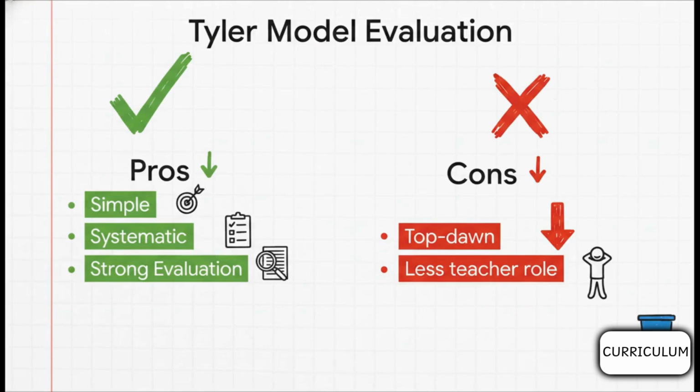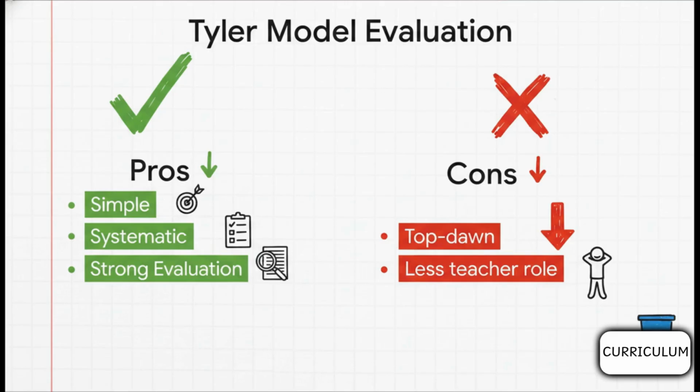Let's try to anchor this abstract theory to the real world. Imagine a school decides it wants to teach environmental awareness. Using Tyler's model, the objective is clearly defined from the top down. Students are going to learn to reduce pollution. Then, the experiences are selected, maybe a big recycling project. They organize it, and finally, they evaluate to see if students actually stopped using single-use plastic.